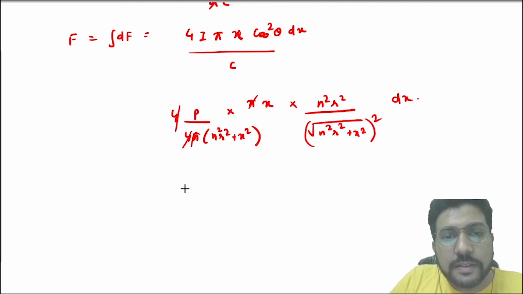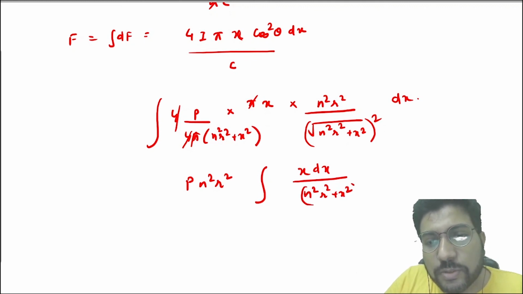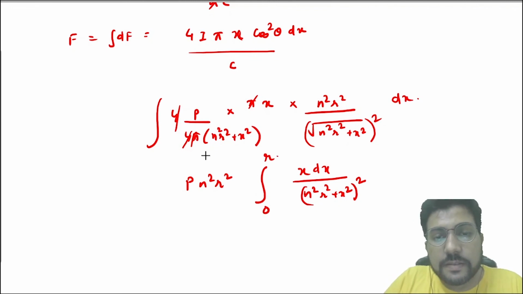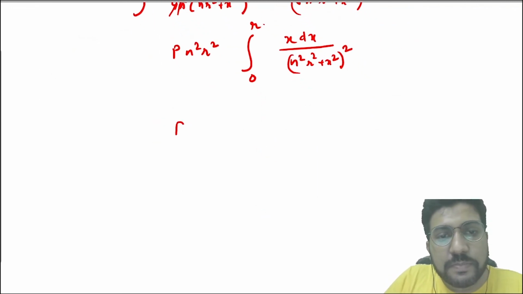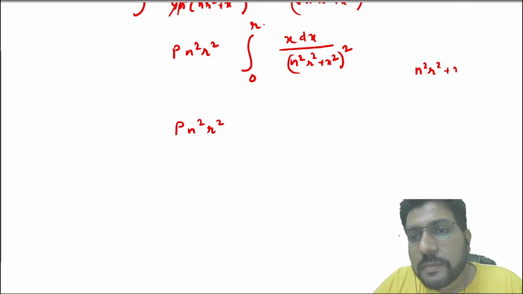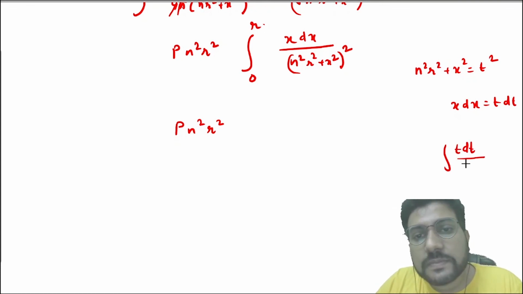So from this you will get P n square r square integration x dx divided by (n square r square plus x square) whole square. Okay, integrate it from 0 to r. Use the principle of substitution. Let n square r square plus x square be equal to t square. So from this you will get x dx is equal to t dt. So I will write integration t dt divided by t power 4.